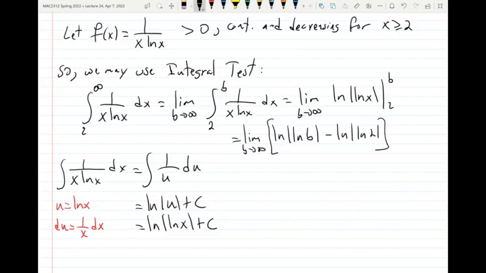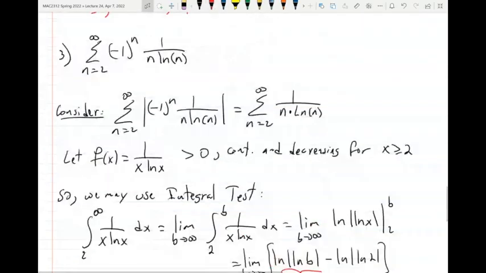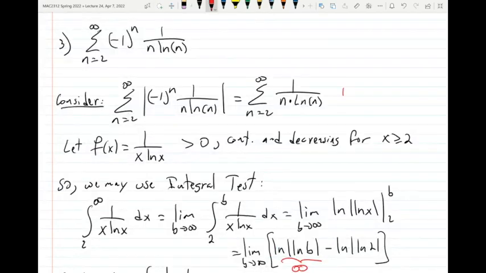Yes? So I don't worry about this part because this is just a number, but now what happens here? When b approaches infinity, ln of b approaches infinity, and therefore ln of something that approaches infinity also approaches infinity. So this part here approaches infinity, so that means this equals positive infinity. So what can we say about that improper integral? So the integral diverges. So what can we say about this series? So this series diverges by the integral test. Yes?